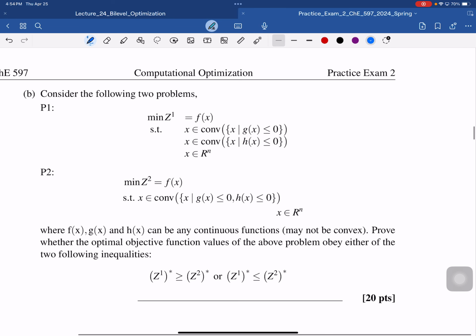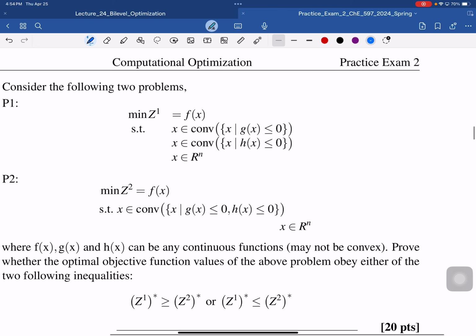So now let's go to the second question. I actually talked about this conclusion in class. I don't know if you guys remember that. We talked about this when we talked about convex relaxation, right? If you convexify two sets separately versus you convexify two sets simultaneously, which one is tighter? Okay? So let's rewrite this problem a little bit.